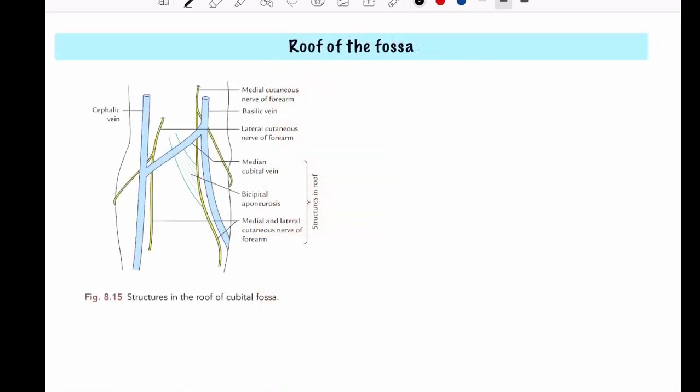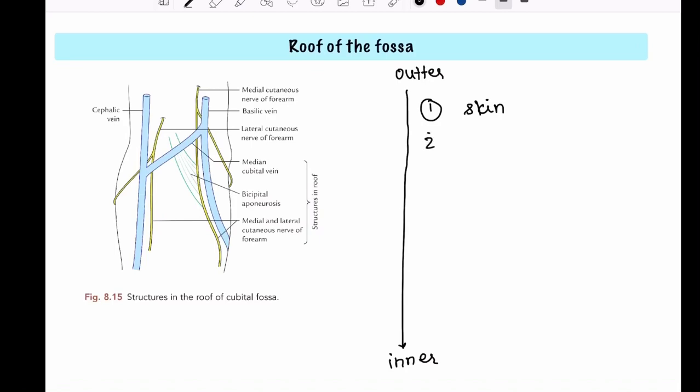Now let's talk about the roof of the fossa. From outwards to inwards, first is skin. The uppermost structure will always be the skin. Next is the superficial fascia. Under the skin, the superficial fascia.